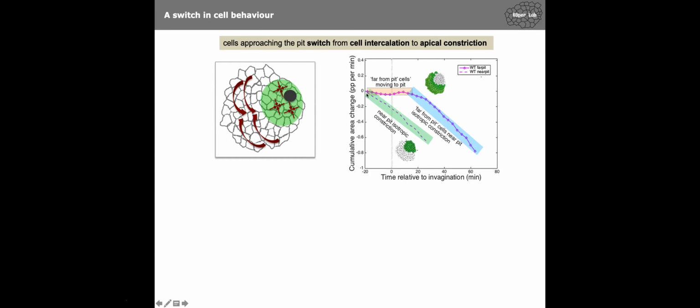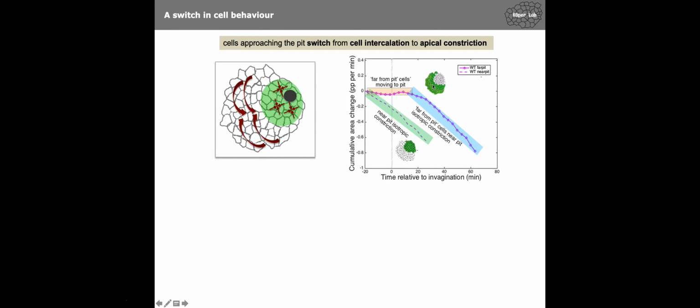These we always knew from previous work already start to decrease their area. So this is the apical area change plotted here over time. They decrease the area continuously until they're all internalized. The cells further away, as I told you, first do not change the area much because they show cell intercalation, but then from about 20 minutes after the start of invagination, they also start to constrict and show apical constriction, because by this point these cells have internalized and these have reached a position close to the pit.